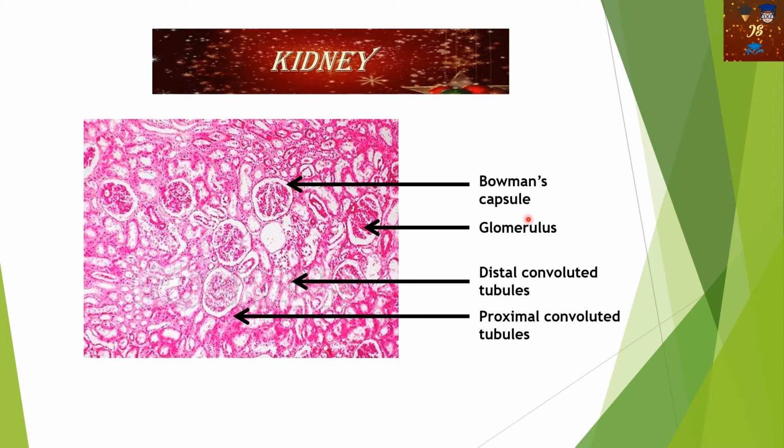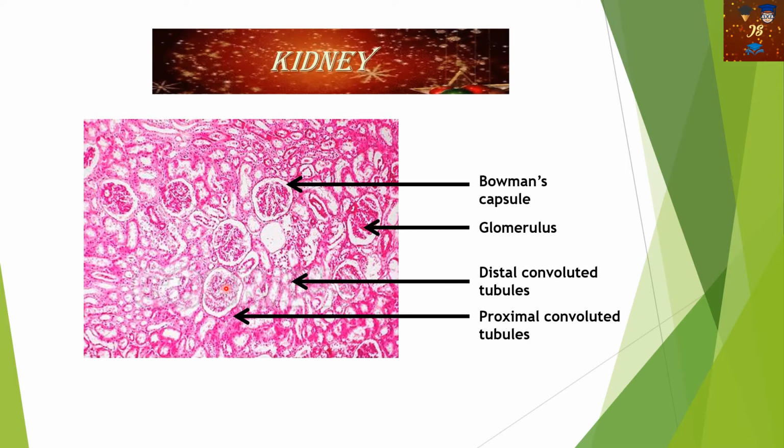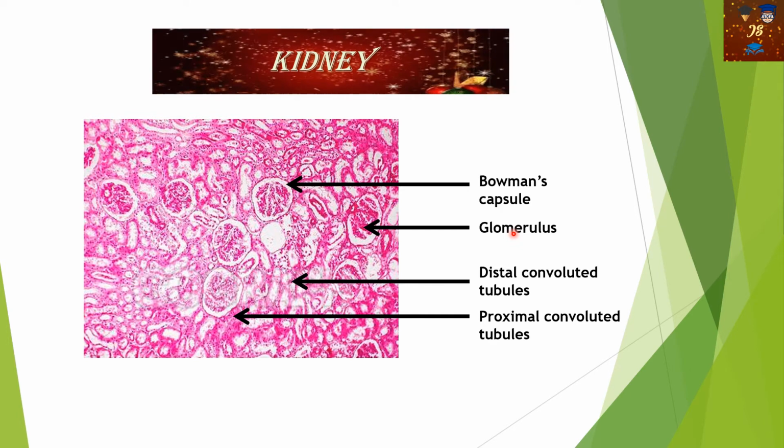When you see these round shaped structures in the slide through the microscope or through the eyepiece, and you identify this Bowman's capsule and glomerulus, you should be confident enough that you are observing the histological section of mammalian kidney.